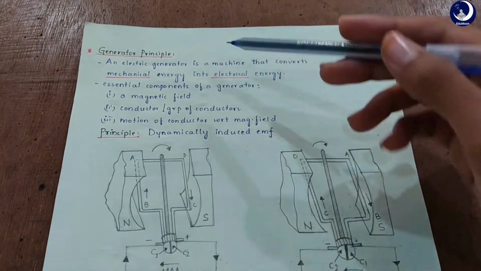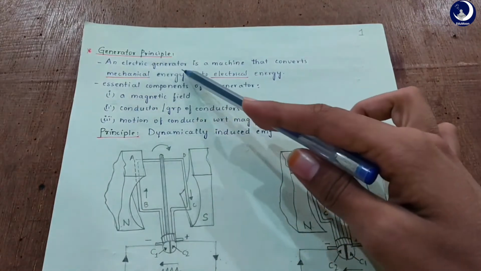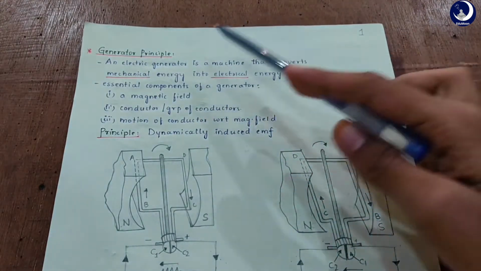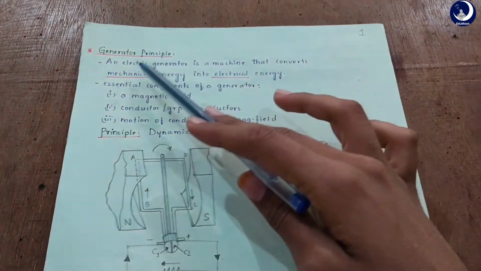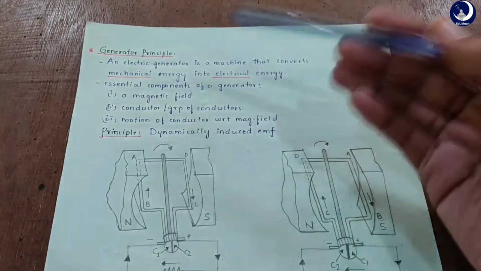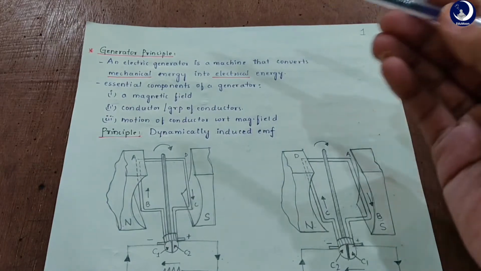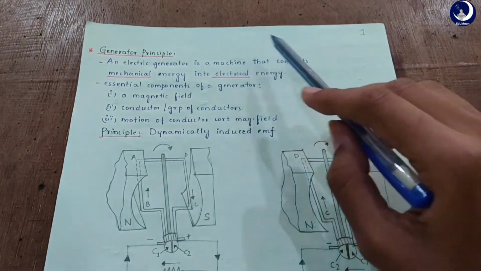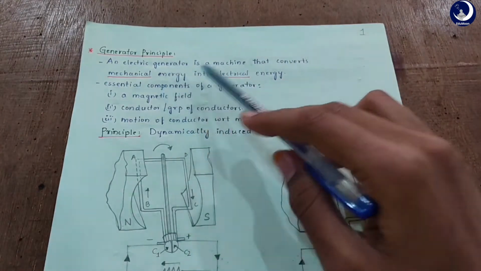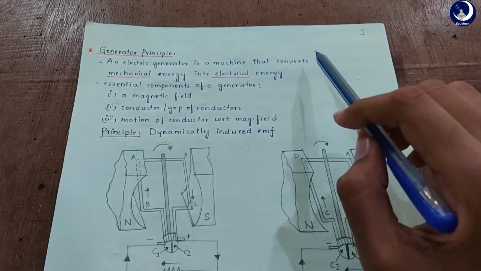So the generator principle. An electric generator is a machine that converts mechanical energy into electrical energy. The word generator itself clearly depicts that it generates electrical energy from mechanical energy. So, an electric generator is a machine that converts mechanical energy into electrical energy.